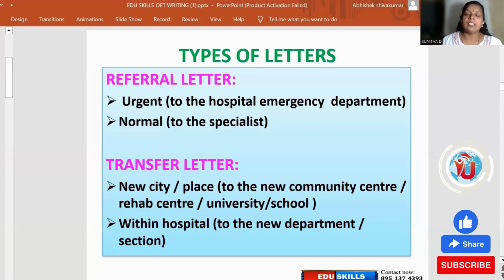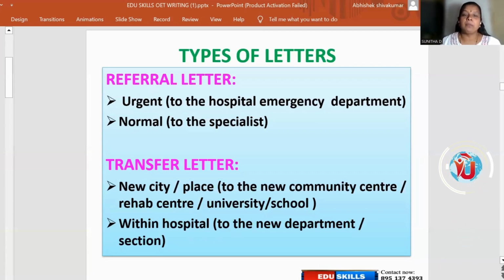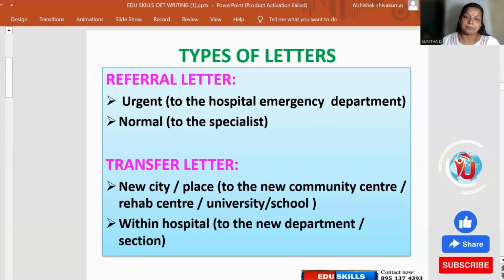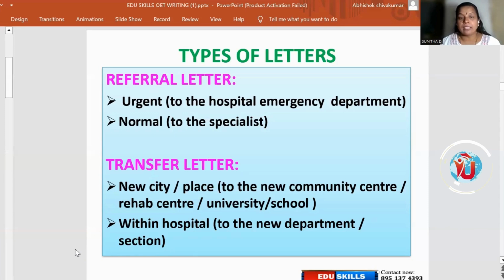Then the normal referral letter: a patient requires a specialist consultation, so we write a referral letter to a specialist. These are the two subtypes of referral letters. Then the transfer letter: the patient is moving from one place to another, or from one city to another city, or to a rehabilitation center, university or school. When we are writing a letter at that time, that comes under the transfer letter.